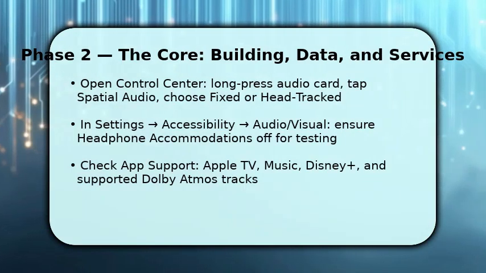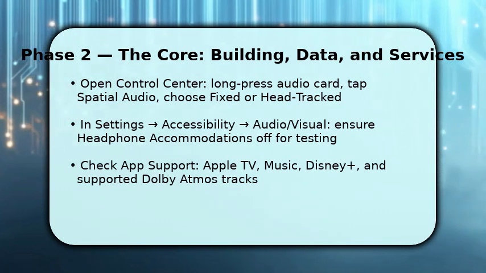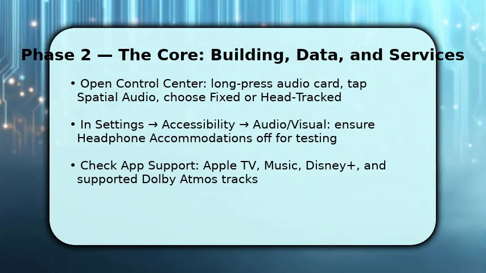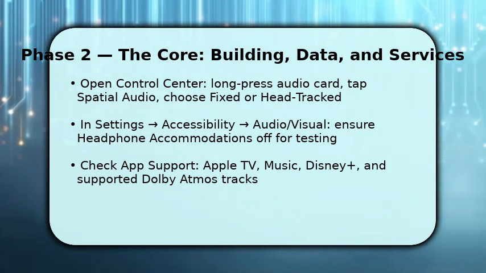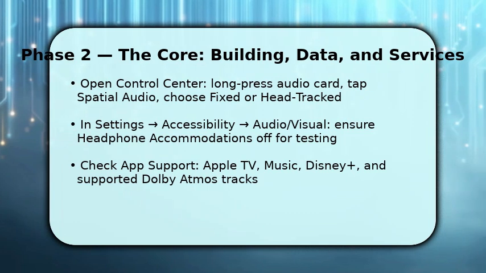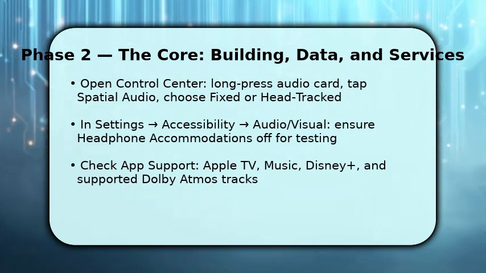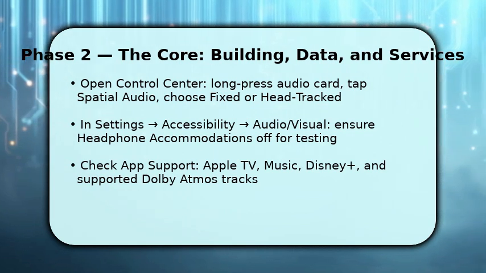Next, you enable and configure spatial audio so the system can position sound correctly. Swipe into Control Center, long press the playback card, and tap Spatial Audio. Pick Head Tracked for dynamic head tracking or Fixed for a stable sound field. Both alter how the mix adapts to your movement.